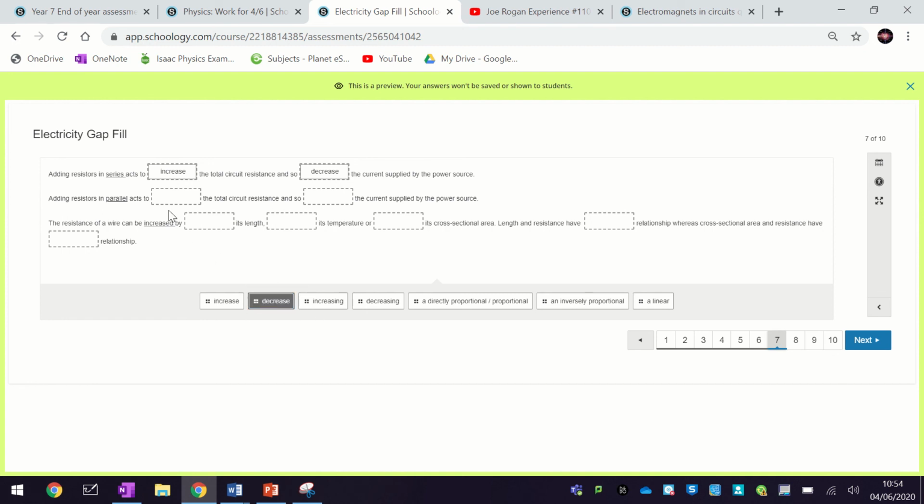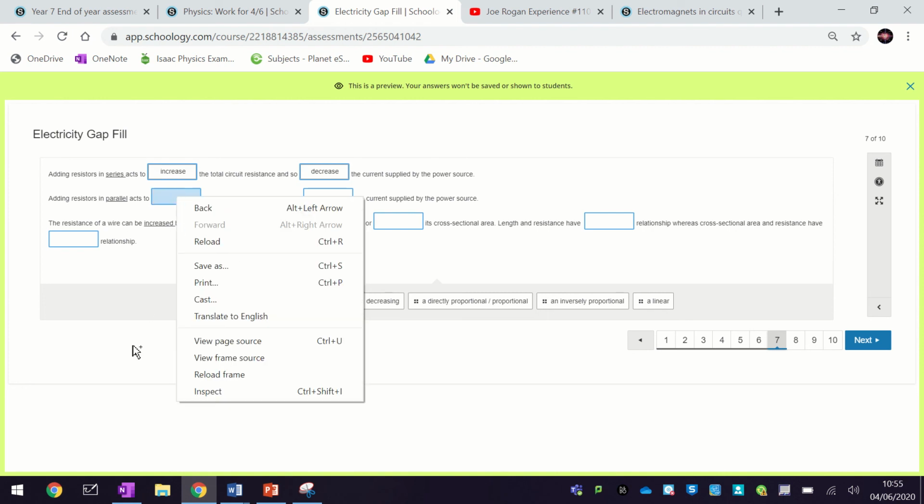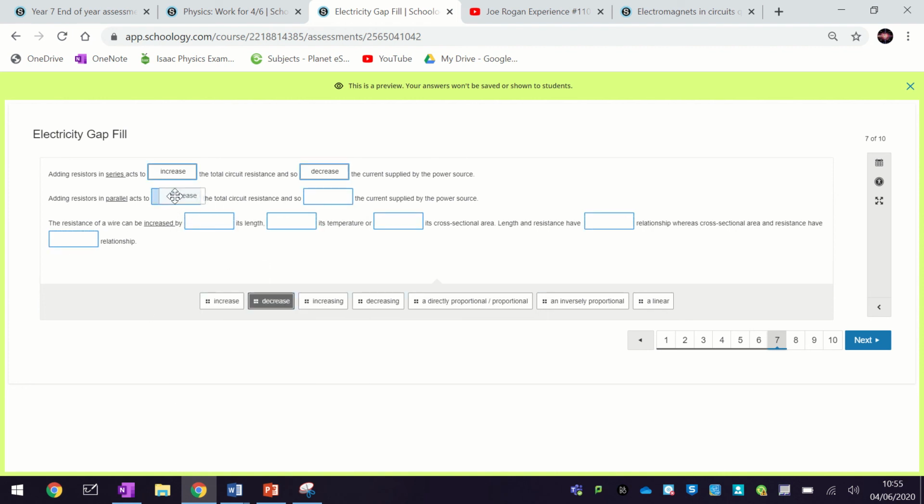So adding resistors in parallel opens up more pathways for your charges to go through. So it's going to decrease the total resistance. And if you decrease the total resistance, that increases the current supplied by your power source.